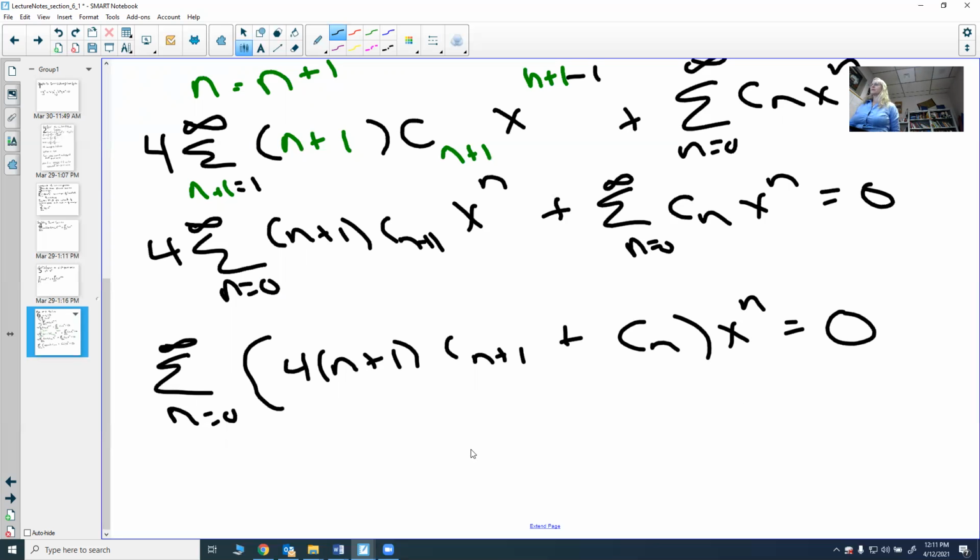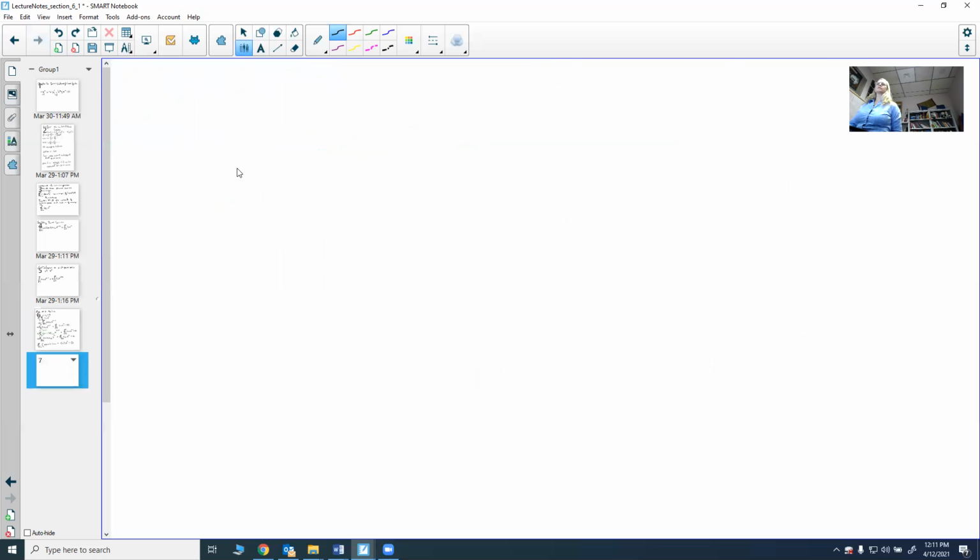Again, our whole process here is trying to find out what these coefficients are. The only way this can actually equal 0 is either if x equals 0, which is kind of boring, or if these coefficients are equal to 0. So we're going to look at what those coefficients are. We have 4 times n plus 1 times c sub n plus 1 plus c sub n equals 0.